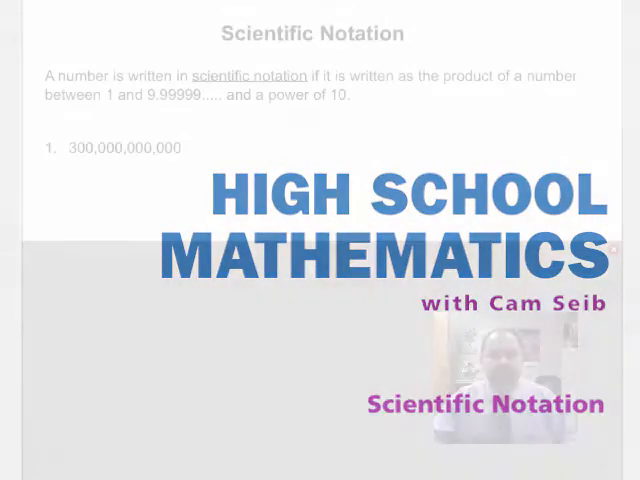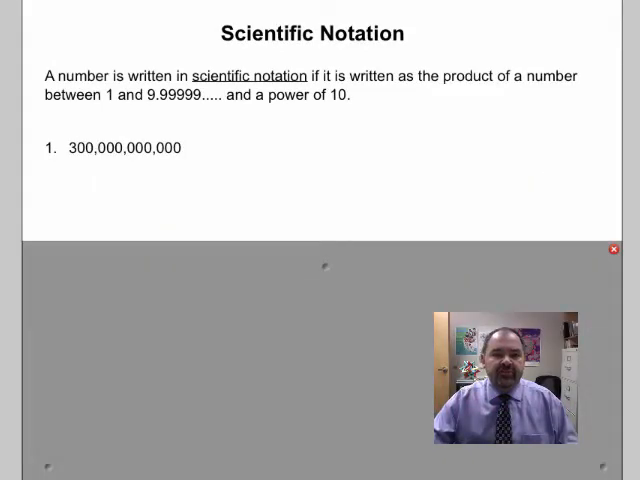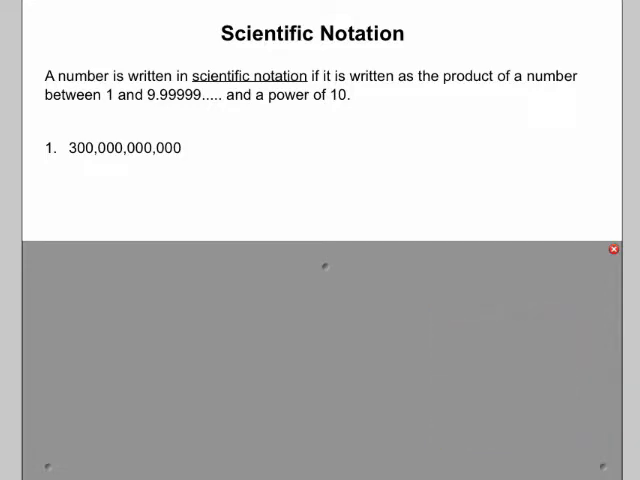Scientific notation is something that is used to represent numbers that are very, very large or very, very small. Numbers that often occur when we're studying science. Specifically, a number is written in scientific notation if it is written as the multiplication, the product, of a number between 1 and 9.9999 and a power of 10.